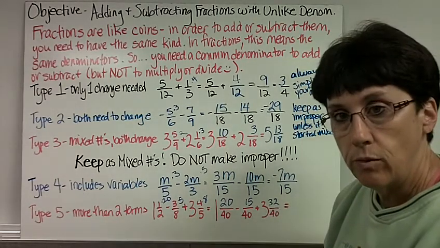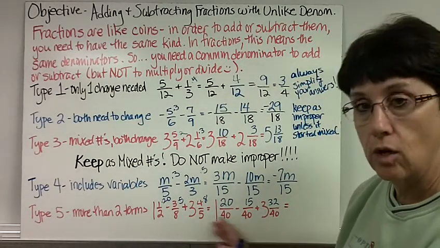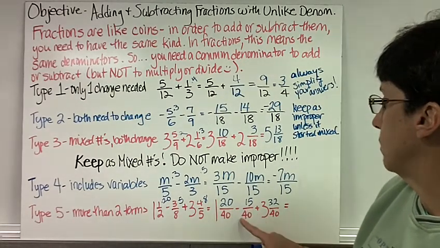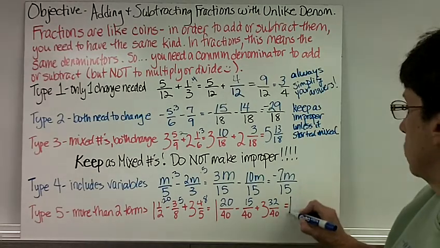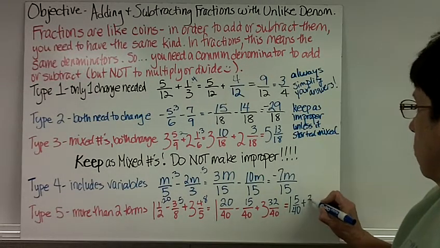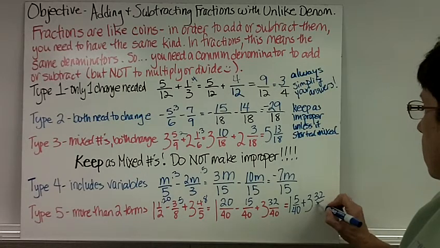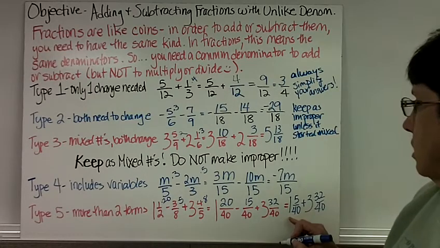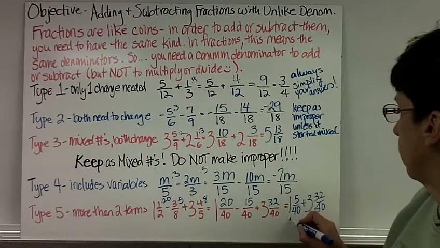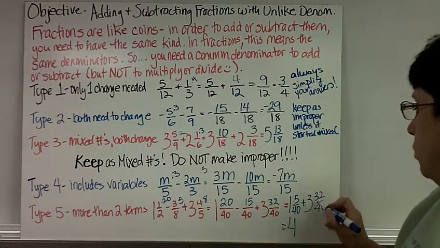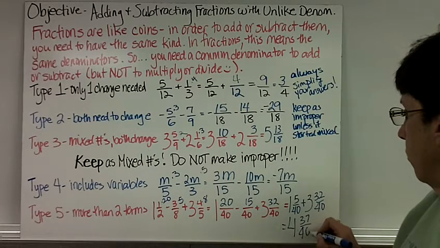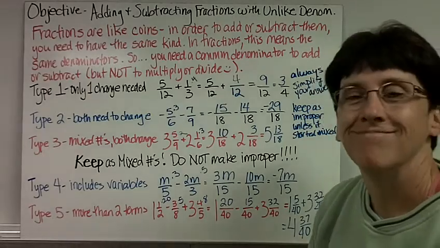Now I follow order of operations since it's only adding and subtracting, and I go from left to right. So 1 and 20/40ths minus 15/40ths is 1 and 5/40ths plus 3 and 32/40ths. Now it's just like this problem up here. Add my whole numbers. 1 plus 3 is 4. Add my numerators. 5 plus 32 is 37/40ths. And I'm done. That's it.